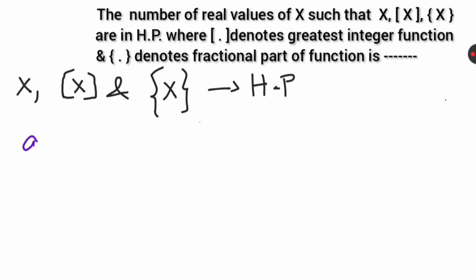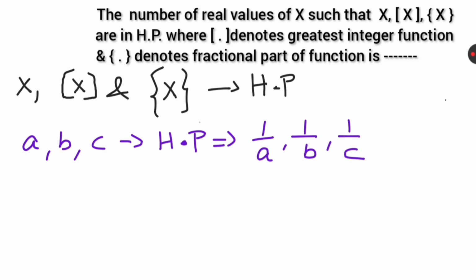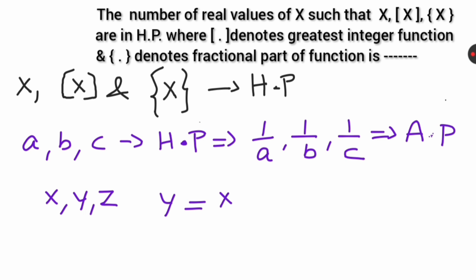Suppose a, b, c are in HP, that means their reciprocals are in AP, isn't it? We know that. So 1 over a, 1 over b, 1 over c are in AP. If any three numbers x, y, z are in AP, the middle term y is equal to the arithmetic mean of the other two. That means y equals (x plus z) by 2, that is 2y equals x plus z. So if you have any three numbers in AP, we can write this.